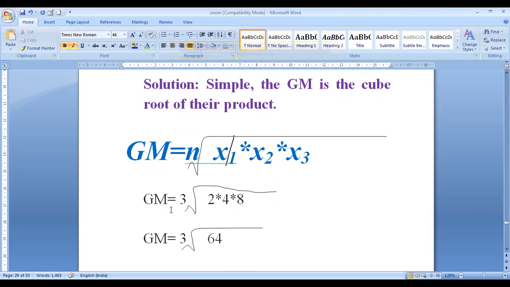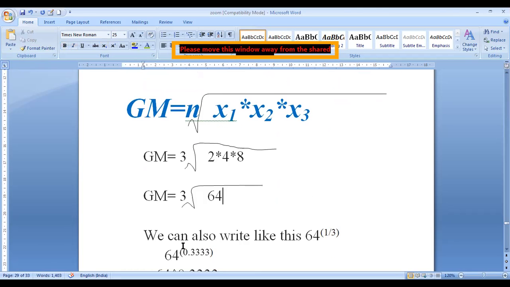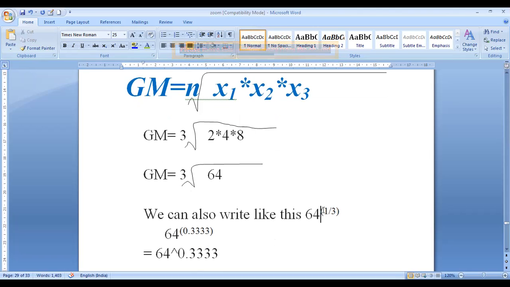Then after calculating this 2 into 4 into 8, GM is equal to the cube root of 2 into 4 is 8, 8 into 8 is 64. Then you take the cube root of 64. We can also write it like this: instead of writing the cube root of 64, we write 64 to the power 1 by 3.